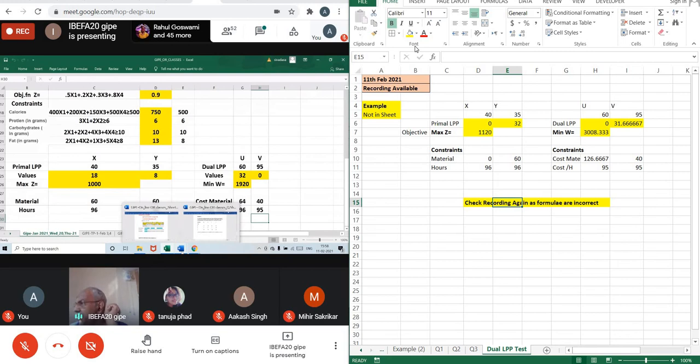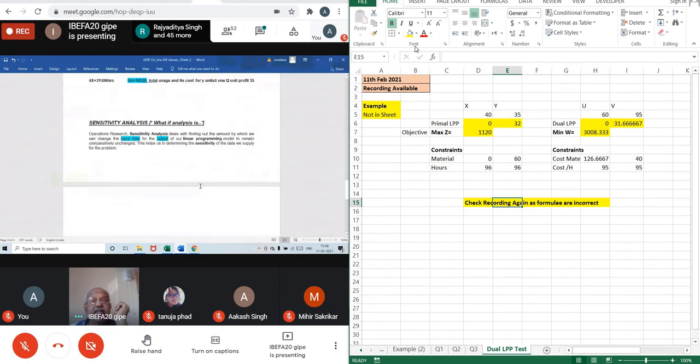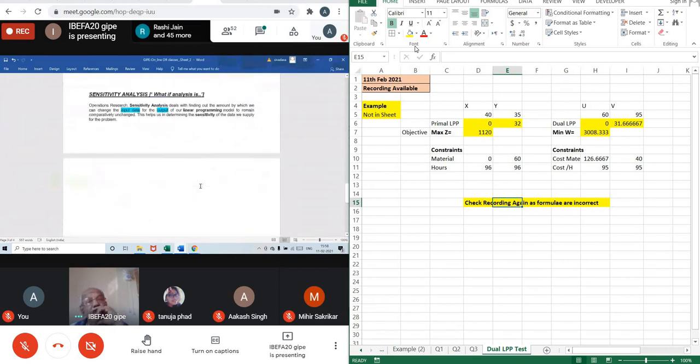Now, another part also I am going to do along with it is called sensitivity analysis. Sensitivity analysis deals with finding out the amount by which we can change the input data for the output in our linear programming model to remain comparatively unchanged. This helps us in determining sensitivity of the data we supply for the problem. You may not be able to understand this. I will explain some other way.